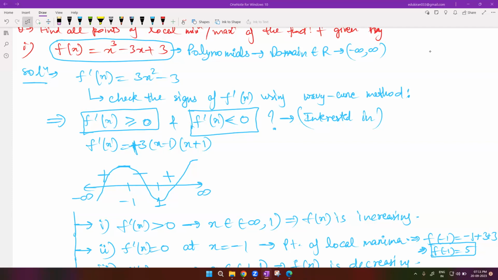But you can see that we can directly observe one thing. Wherever f dash x is zero, these are the critical points. f dash x was 0 at -1 and 1. Both of them are critical points.